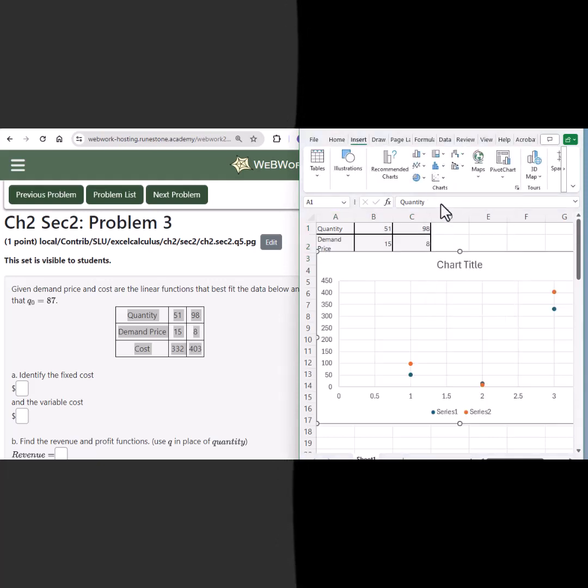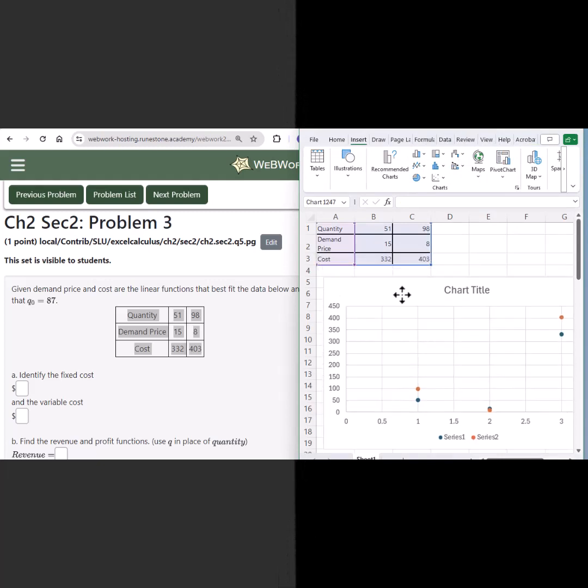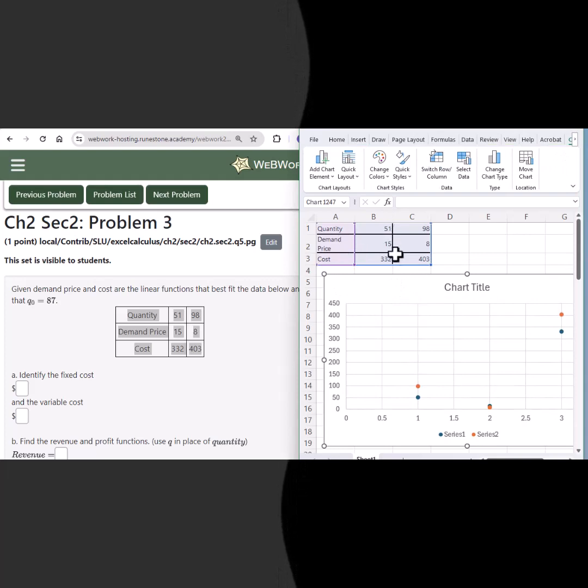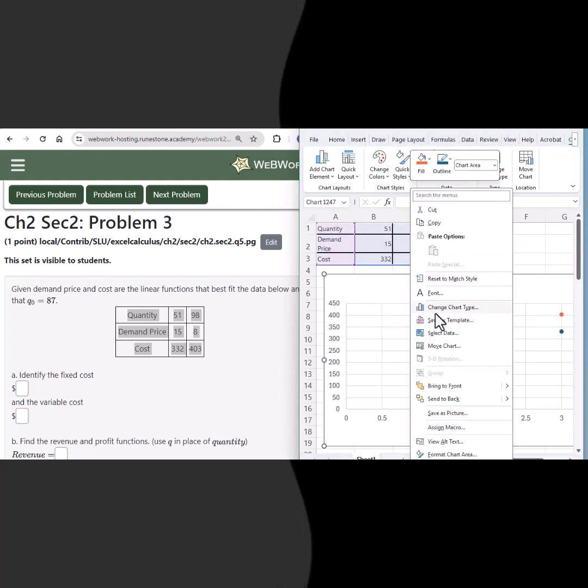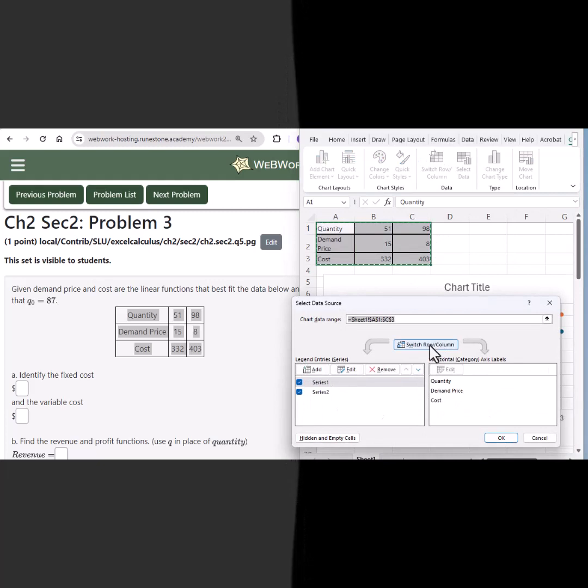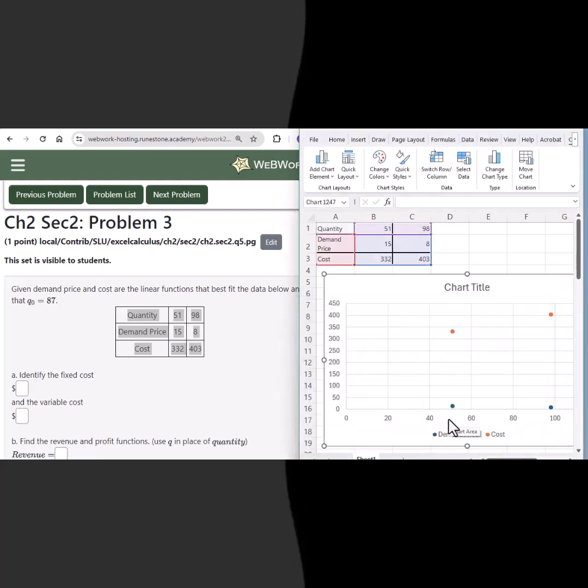Insert scatter plot. And notice that it didn't pick up the series names. I've got 3 different points. And the color coding is off. So let me right click on the graph and select the data, switch the row and the column. And notice that it's now picked up the names of the price and the cost. That looks better. And the prices only are 8 and 15 while the cost is 400 and 300.